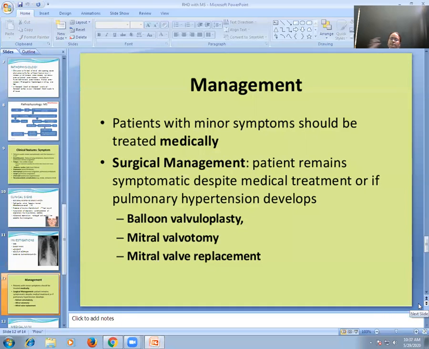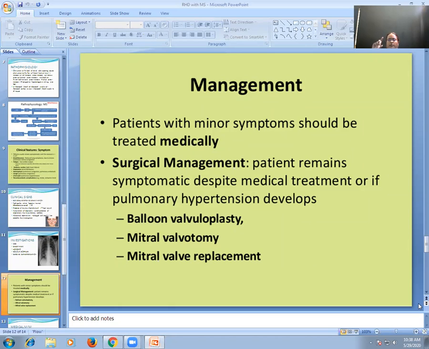Now the management. The patient with minor symptoms can be treated medically, but medical management has a very limited role in any valvular heart disease, because with medicine you cannot correct the valvular defect that occurs. The defect that occurs you have to always correct with surgical management.